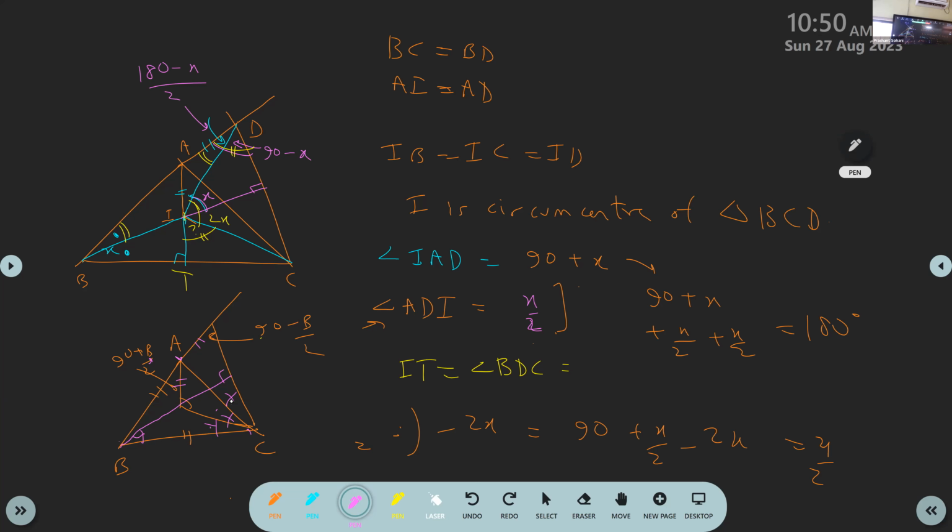There has to be a trigonometric way also, because we know the formula for AI, but I myself have not tried that approach. But does it work out? Okay.